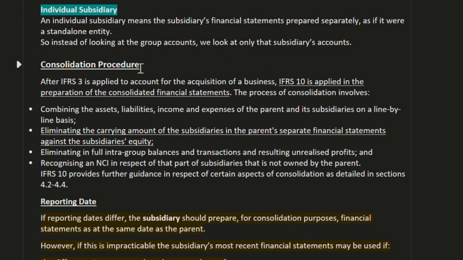Now, consolidation procedure. After IFRS 3 is applied to the accounting for acquisition of a business, IFRS 10 is applied in the preparation of consolidated financial statements. The process of consolidation involves combining the assets, liabilities, income, and expenses of the parent and its subsidiaries on a line by line basis. This is a very important line.